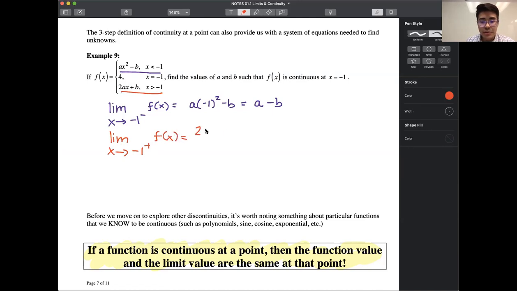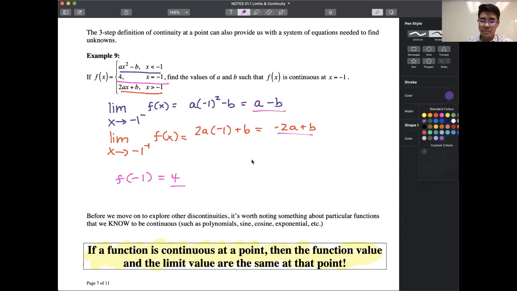So then we go 2a - 1 + b is equal to -2a + b. Right? And then we want to do the third part to finish the definition of continuity. We know that f of -1 is equal to 4. So that means if this function is continuous, or we want it to be continuous, these three things all need to equal each other. So then we can set up a system of equations.